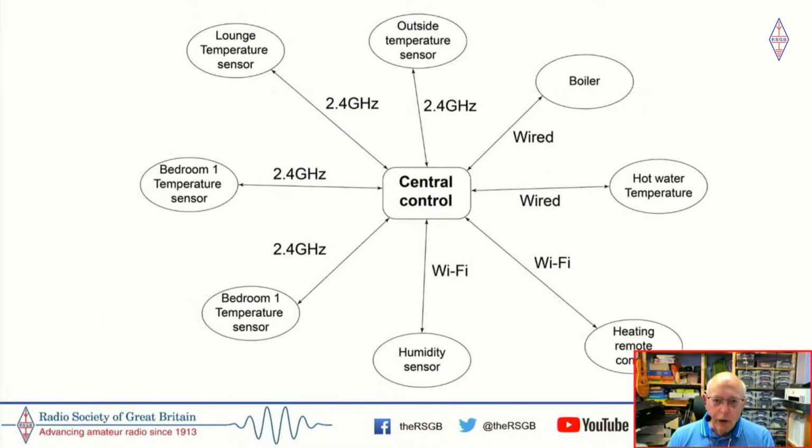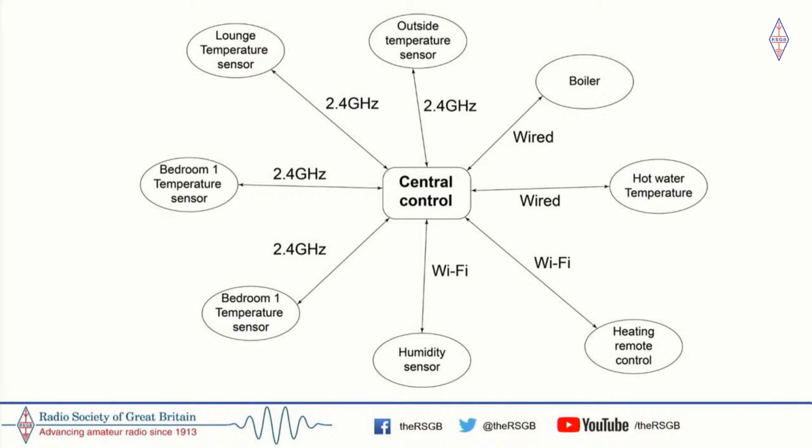So if you imagine this is a home automation system I've drawn out here. You can have temperature sensors around the place, which might be linked together with 2.4 gig wireless systems. You might have humidity sensors. The heating remote control might be on your Wi-Fi network as opposed to a bespoke 2.4 gig. Your hot water temperature control will probably be wired. Your boiler control will probably be wired. And to do home automation, somehow you need to get all the mixed messages from these devices into a common format so you can build a control system.